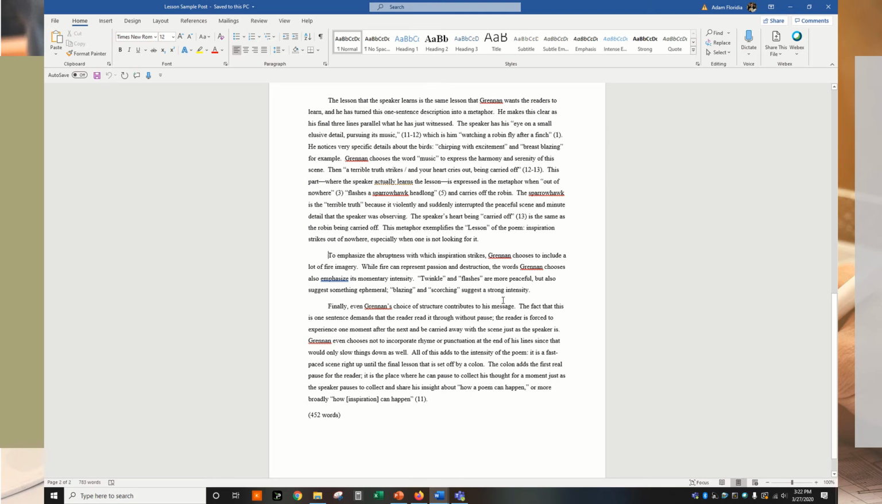To emphasize the abruptness with which inspiration strikes, Grennan chooses to include a lot of fire imagery. While fire can represent passion and destruction, the words Grennan chooses also emphasize its momentary intensity. Twinkle and flashes are more peaceful, but also suggest something ephemeral. Blazing and scorching suggest a strong intensity.